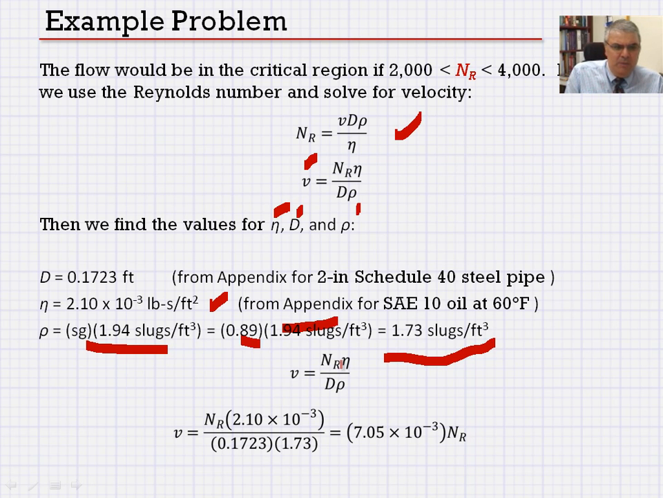Then we are going to put all the parameters that we already calculated. I'm going to cross those out, and we're going to put those in this equation. Then V would be expressed in terms of N sub R. So velocity would be 7.05 times 10 to the minus 3 times the Reynolds number.